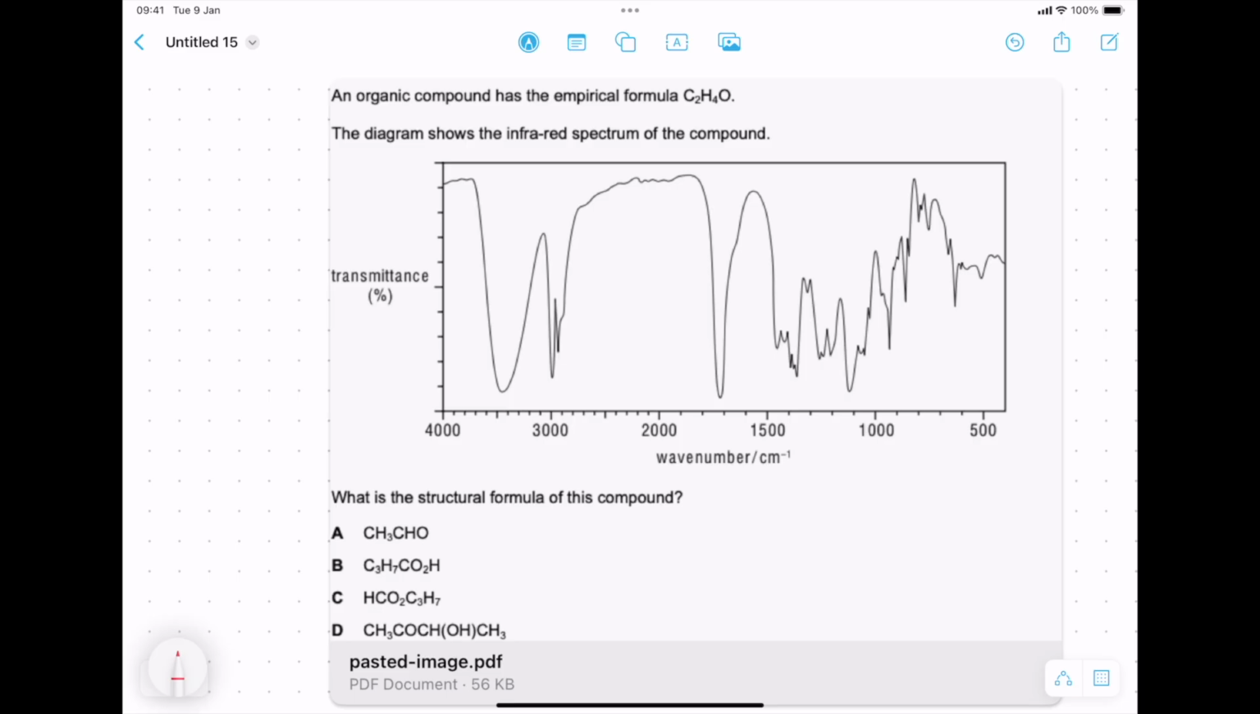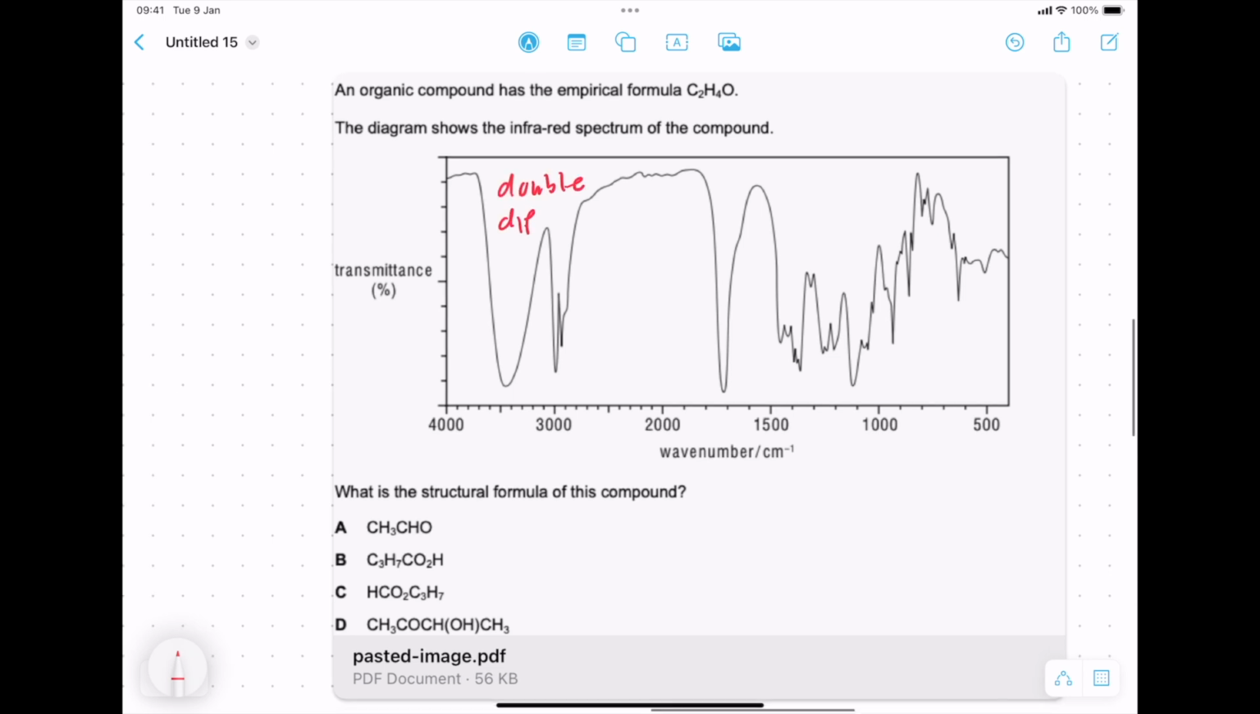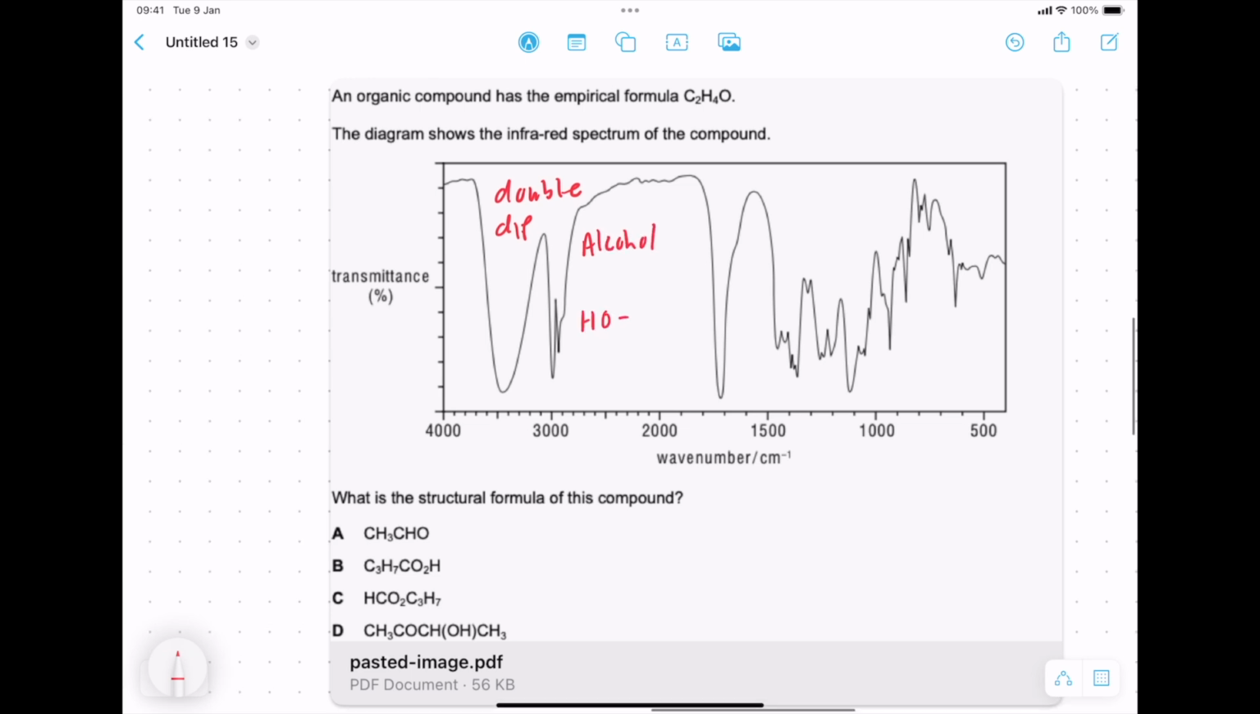An organic compound has the empirical formula C2H4O. The diagram shows the infrared spectrum of the compound. Remember what I said about not even having to read the question and knowing the answer before you've even started. Why? Because we've got the shapes in front of us that give away the molecule. Immediately we have the double dip. So I know for a fact this has to have an alcohol. It must be the OH stretch. So this bit is the OH in an alcohol. And then I can see that's a C double bond O. So I've got to find something with an alcohol group and a C double bond O.